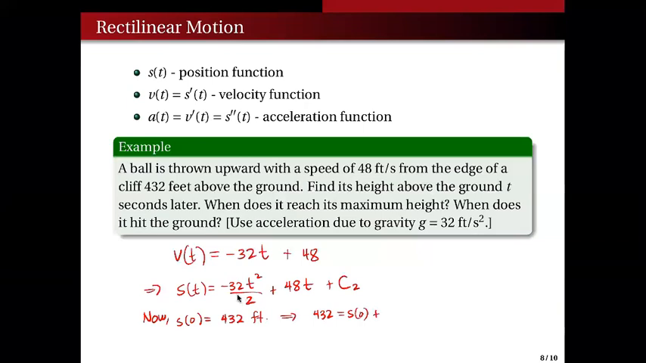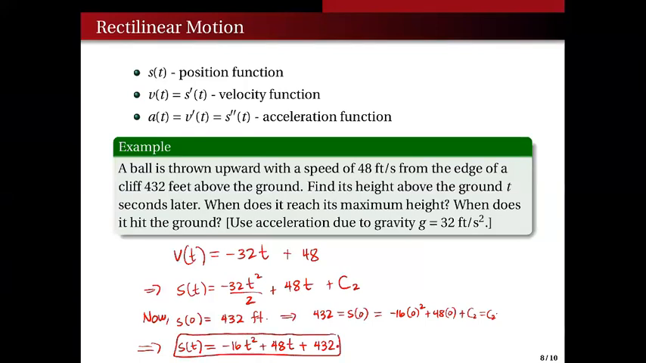And if we simplify this, negative 32 over 2, that's just negative 16, times 0 squared plus 48 times 0 plus c sub 2, and this is just c sub 2. Which means that the position function, S of t, is equal to negative 16t squared plus 48t plus 432. So this is the height function.